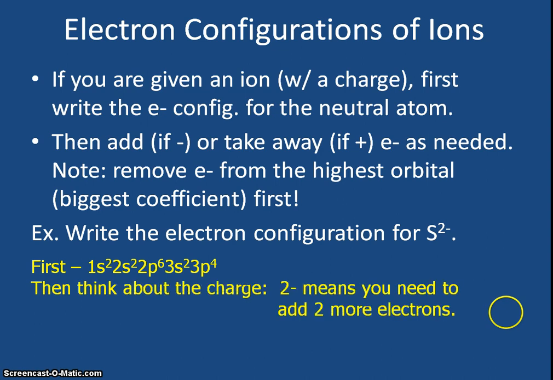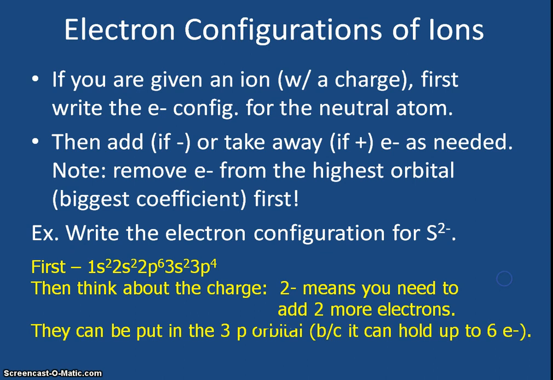The second thing you want to do is look at the charge and decide if you're gaining or losing electrons. So a -2 means that you need to add 2 more electrons into the configuration. Well, the 3p4 could still fit some more in there, because if you remember from before, the p orbital can hold up to 6 electrons. So what we're going to do is add 2 more, and now it becomes 3p6. And that's the only difference.